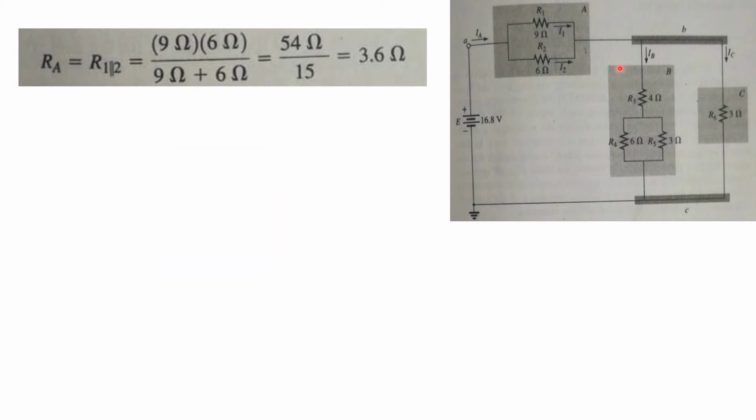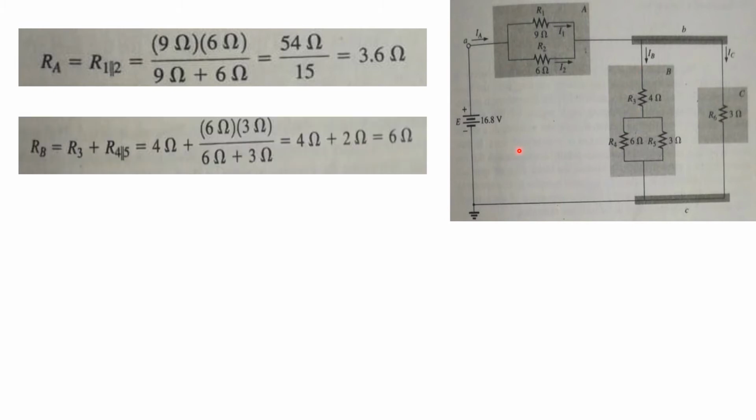Now taking this second shaded region, we will find the value of RB. So RB is basically equal to R3 plus the parallel combination of R4 and R5. Here we also use the relation for two parallel resistors, R1 times R2 divided by R1 plus R2, plus the series combination with R3. So when we substitute the values of R3, R4 and R5, we will get the resistance of this shaded region, which is equal to 6 ohms.